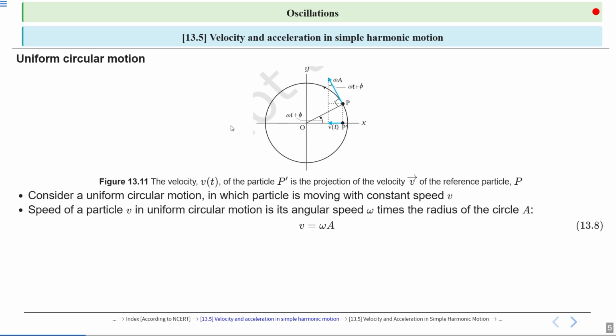Here v is measured in meters per second, omega is in radians per second and A is in meters. For example, if omega is 2 radians per second and A is 0.5 meters, then v is equal to 2 times 0.5, which is 1 meter per second. If we increase the radius or the angular speed, the speed of the particle increases as well.